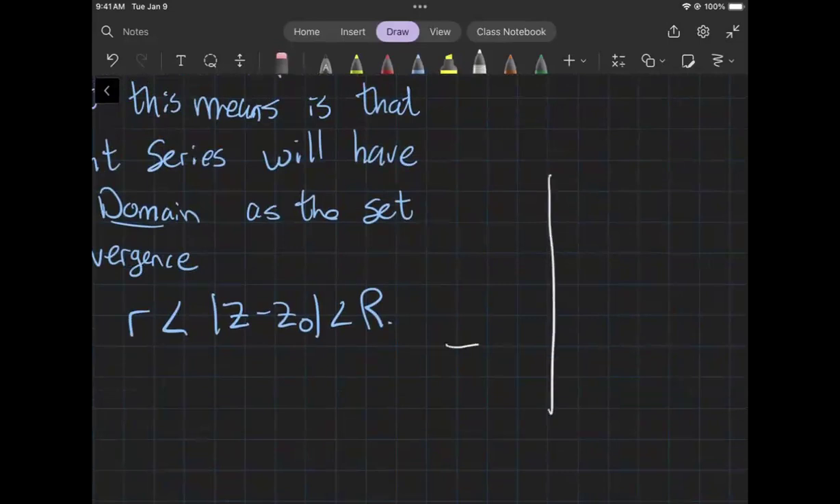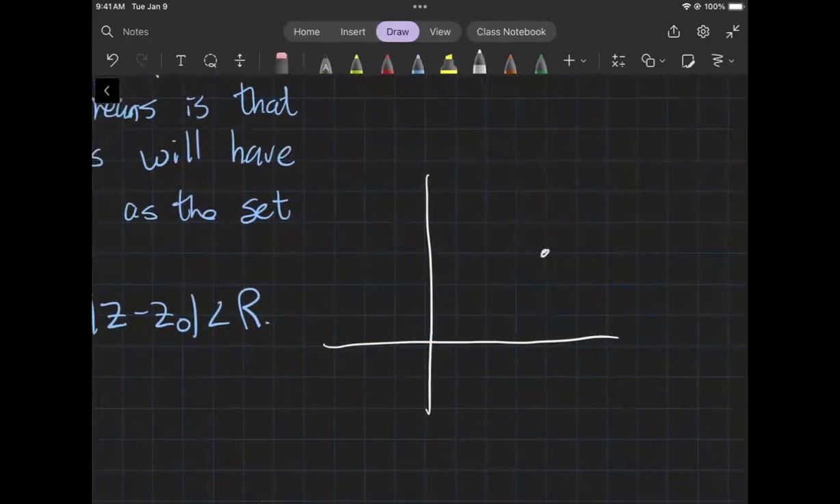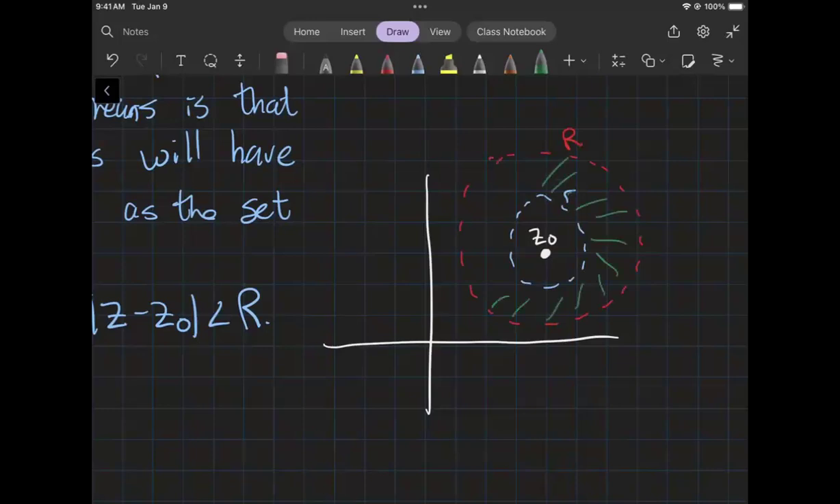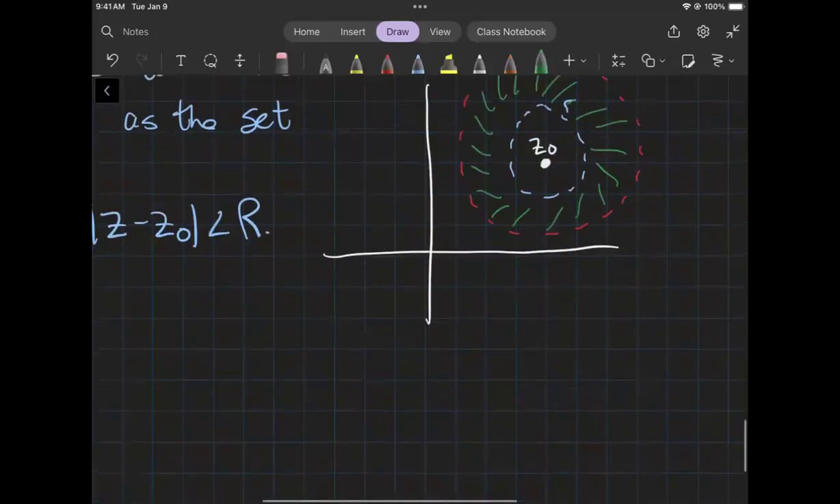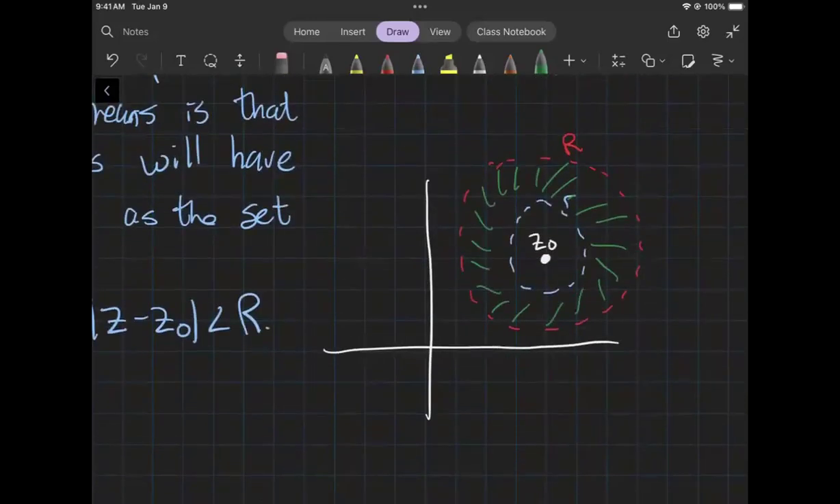Okay, so if the center of your Laurent series is at z equals z naught, we'll have a little r here and then a big R here. And this is where it converges.